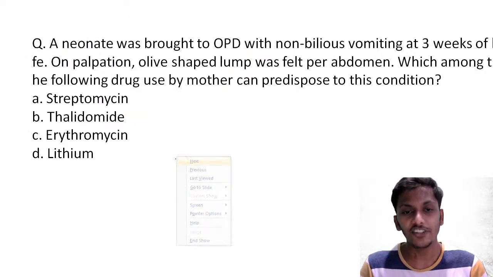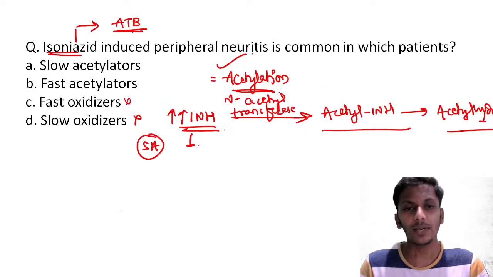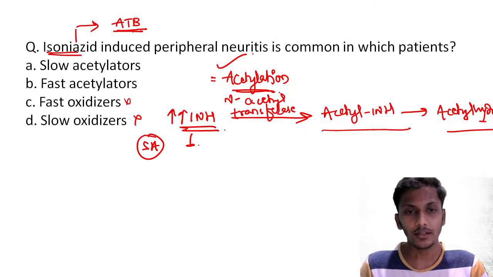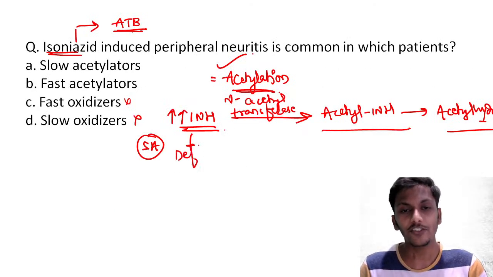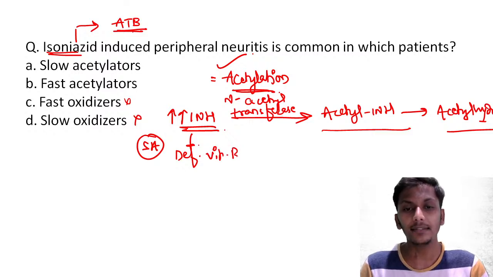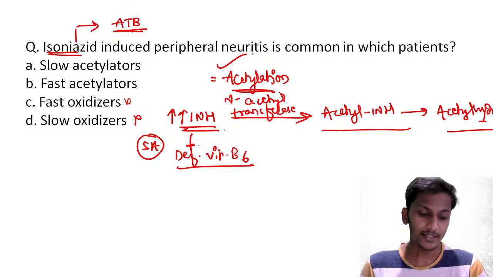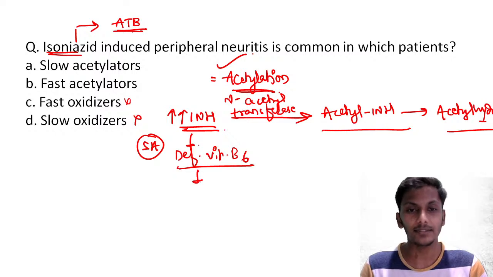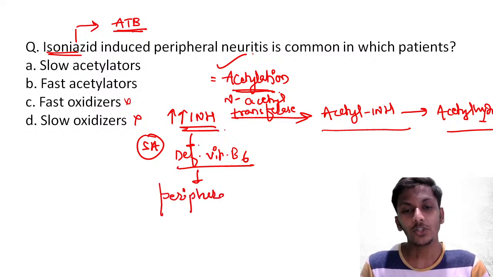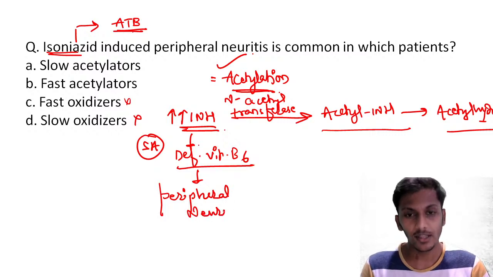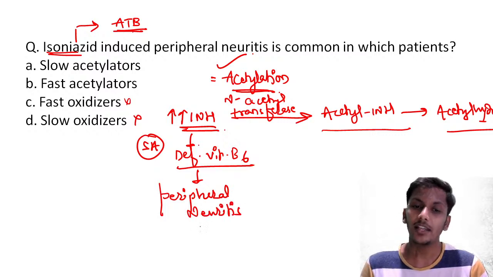And as we all know, as isoniazid keeps on accumulating in the body, it can cause deficiency of, so please remember, it can lead to deficiency of your vitamin B6, also known as pyridoxine, finally leading to peripheral neuritis or peripheral neuropathy. Okay, this is the mechanism of isoniazid in cases of peripheral neuritis.